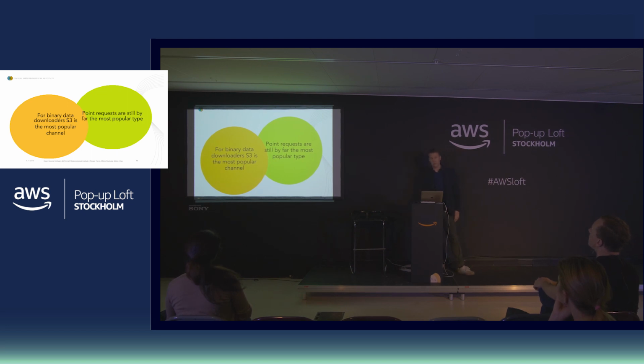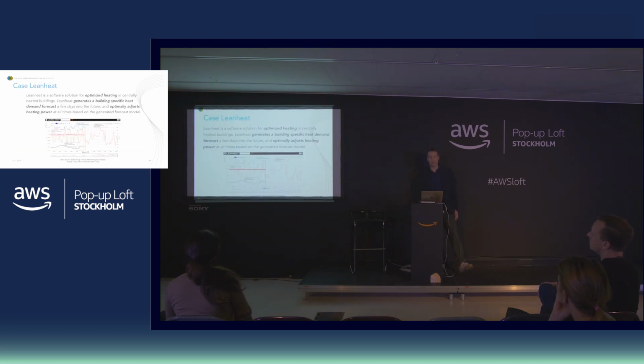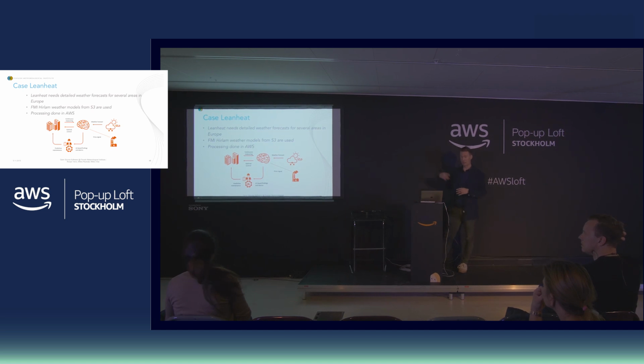To give you one example of how this can be used, I will tell you about a Finnish startup company, Linheat. Linheat provides a software solution for optimized heating in centrally heated buildings. They generate a building-specific heat demand forecast that goes a few days into the future, and they can optimally adjust heating power at all times based on a generated model. And for that, they also need weather data, and they are using the Harmonie weather forecast produced by FMI.